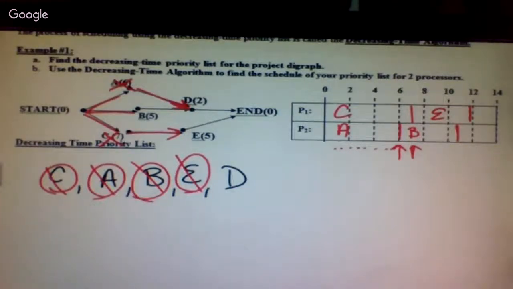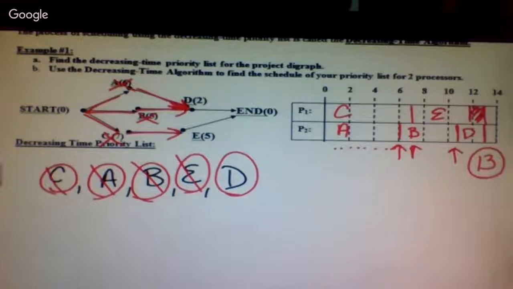At 11 minutes, we've finished with task B, and that led into D. So now D is ready. And D only takes 2 minutes, which takes me to 13. All of my tasks have been scheduled. This last hour for processor 1 is idle time, and we finish at 13 minutes.